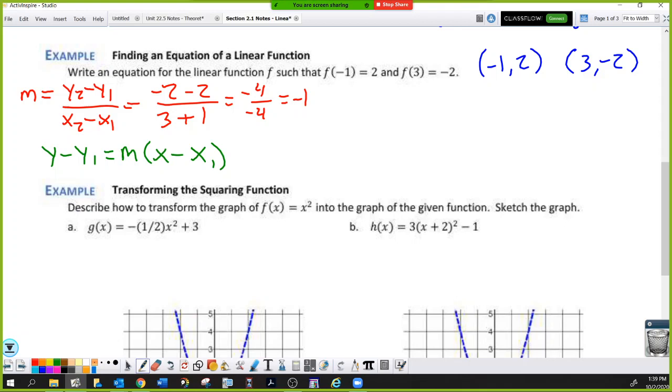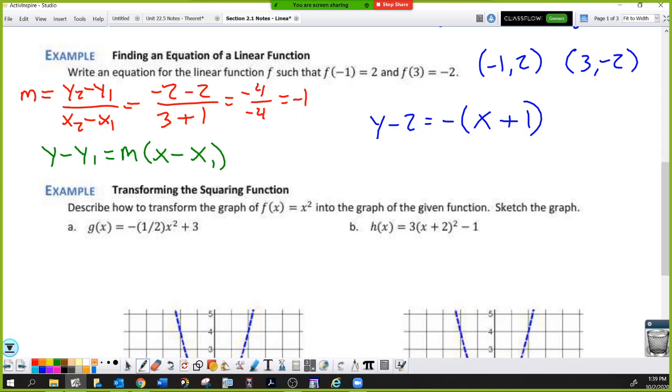Plug them in, plug them in. Y minus 2 equals -1. I'm not going to write the 1. Times x minus -1, like that. And because we weren't told that we have to put it in slope-intercept form, you could stop working right there. It just says the equation of the line. There you go. It does say a linear function, though, doesn't it? That means it needs to say f of x equals.